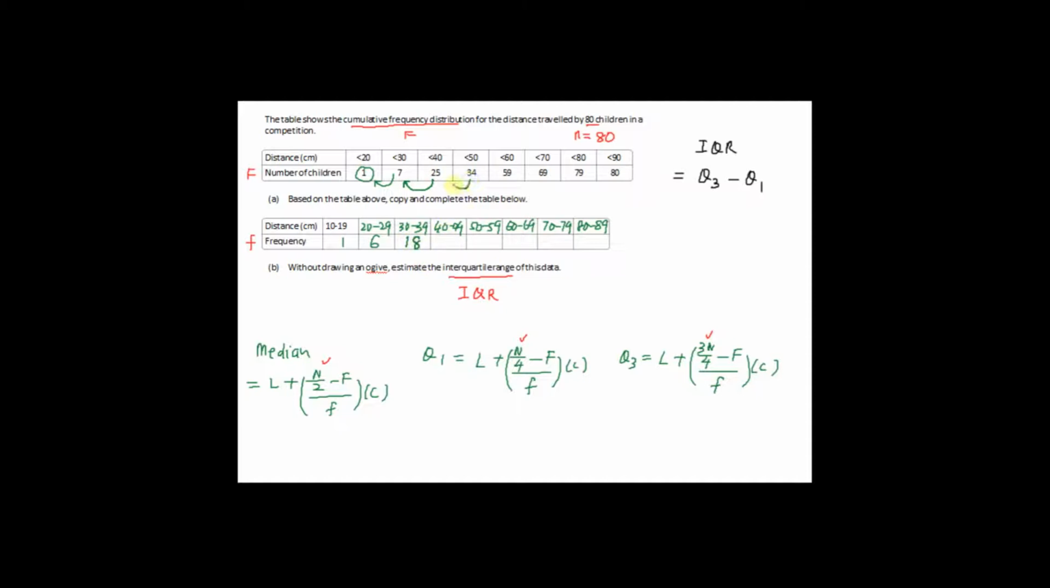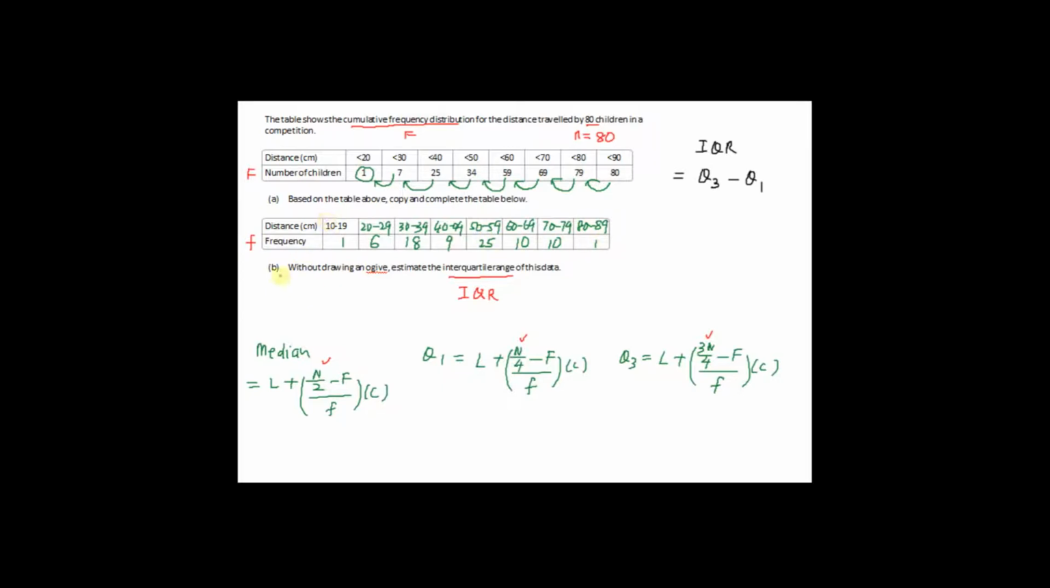For 40 to 49, the frequency is 34 minus 25, which is 9. For 50 to 59, the frequency is 59 minus 34, which is 25. For 60 to 69, the frequency is 69 minus 59, which is 10. For 70 to 79, the frequency is 79 minus 69, which is also 10. For 80 to 89, the frequency is 80 minus 79, which is 1. So this is the frequency needed for this table here.